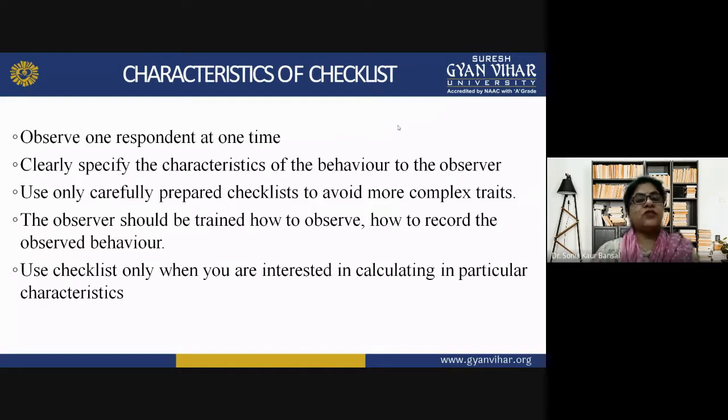Then clearly specify the characteristics of the behavior to the observer. It is very important that you define what type of behavior you are going to observe during your checklist, so that your checklist is very much defined and should not go beyond that. It means you are not distracting yourself beyond the topic and beyond the parameters you have chosen. You stick to the particular behavior which you are going to check through the checklist. So use only a carefully prepared checklist to avoid complex traits. It is expected from an observer that when preparing the checklist, only important points are covered, for avoiding complex traits in the situation.